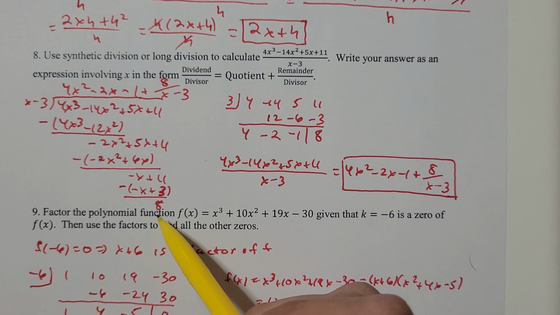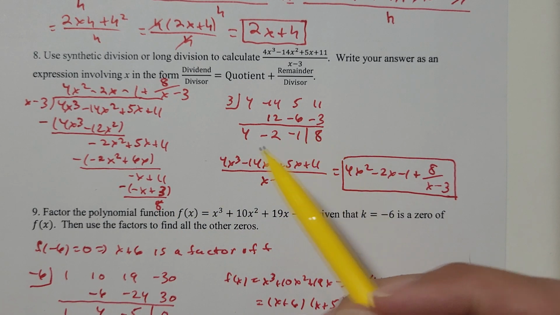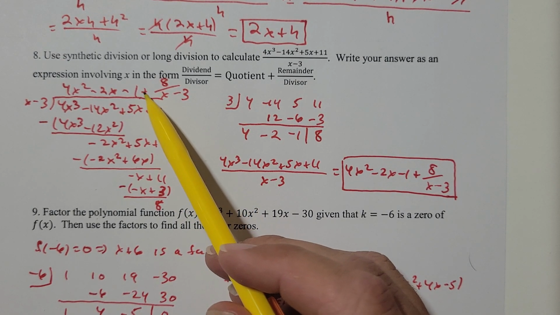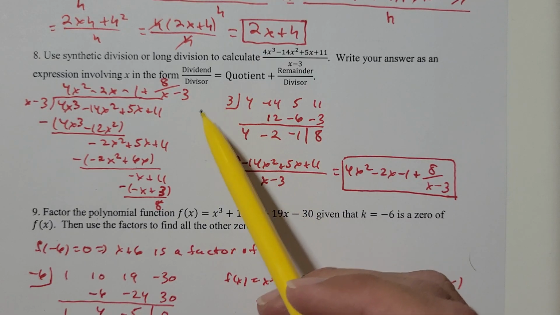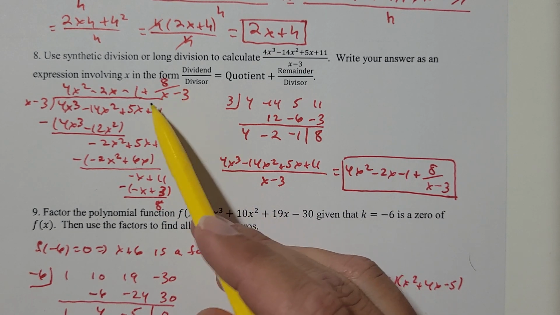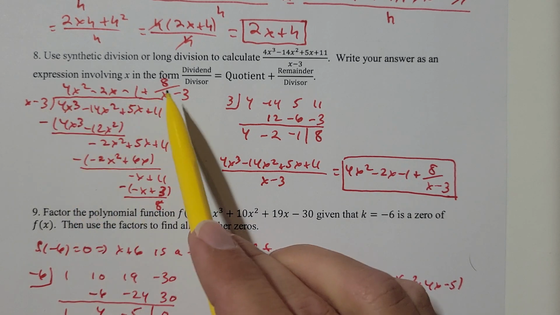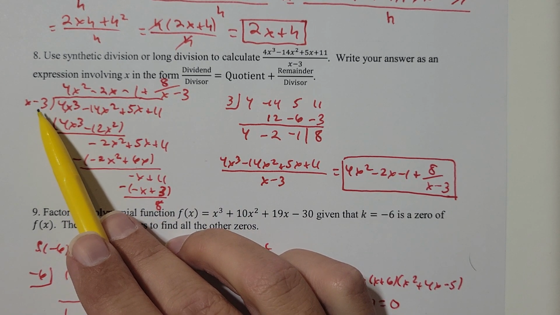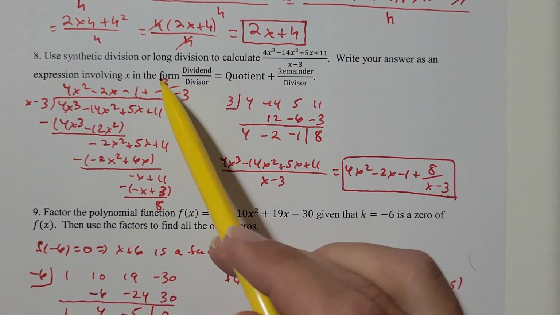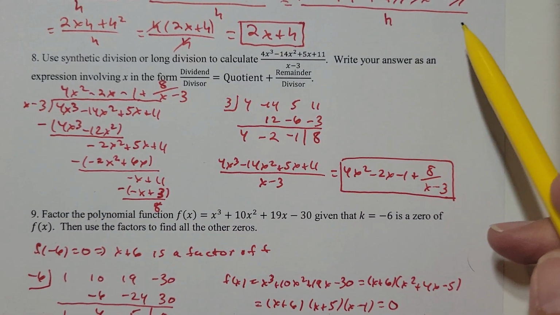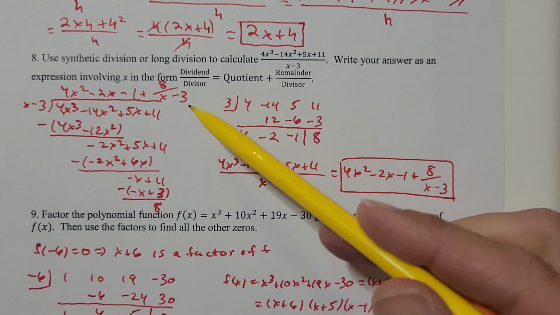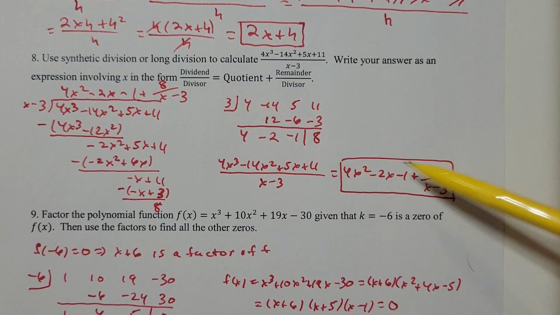Okay? So then the leftover would be a fraction that I'm going to add to the quotient. The complete leftover information would be 8 divided by x minus 3. You're always going to divide by the expression that's out here. Okay, and so this would be my answer. I got 4x squared minus 2x minus 1 plus 8 over x minus 3.